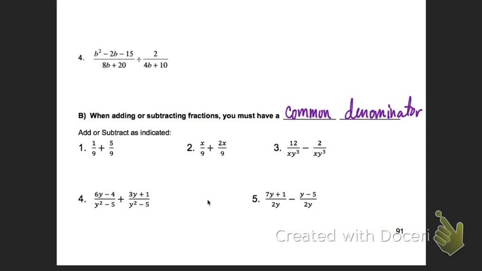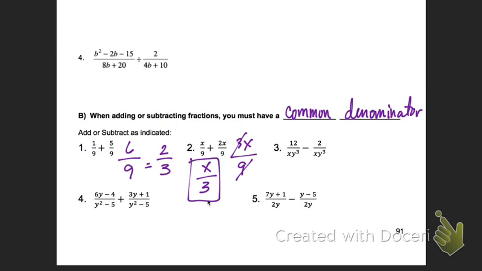So number 1 is easy because they already have a common denominator, right? So it would just be 6 over 9, which reduces to 2/3. What about number 2? 3x over 9. So is that just like x over 3? What about number 3? 10 over x, y to the third. Perfect.